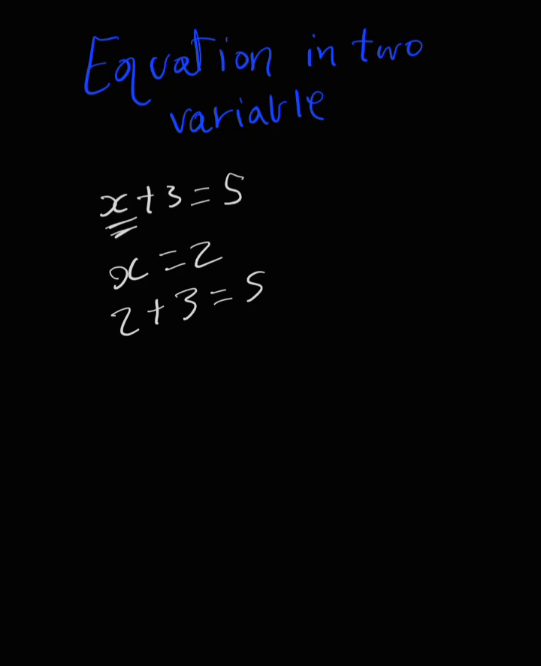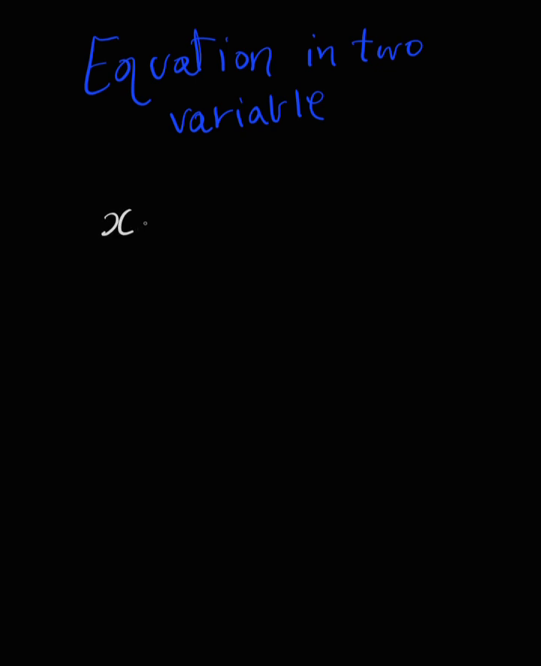But what if there were two unknown variables? There were two unknown values, and that's where today's topic, equations in two variables, comes from. Let's look at an example right here. Let's say I have x plus y is equal to 3. Now there are many solutions for this. There are infinitely many values.